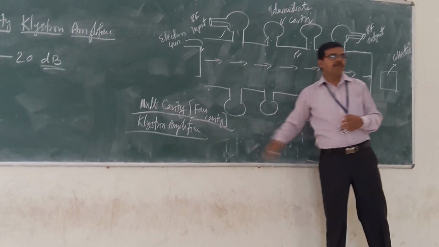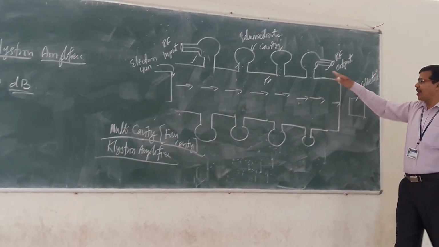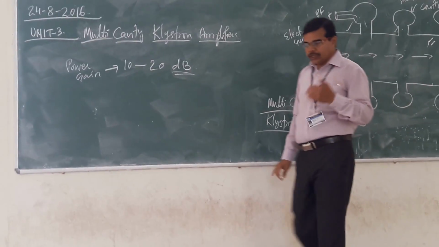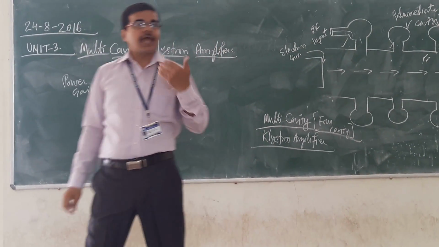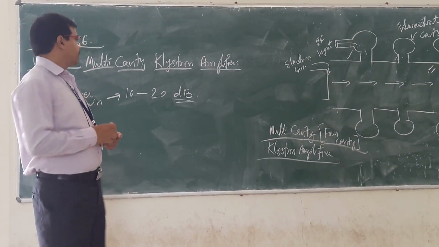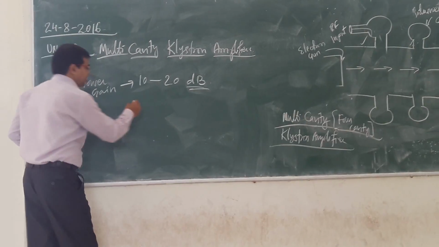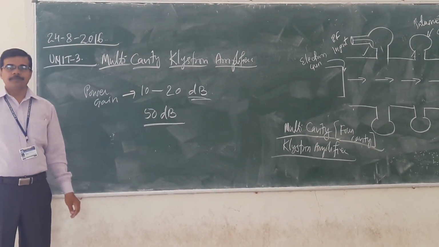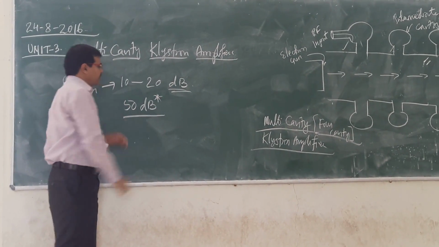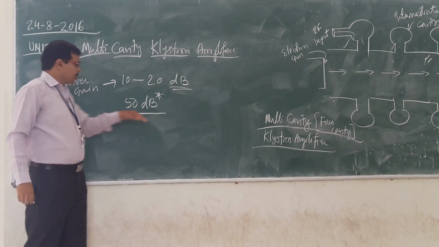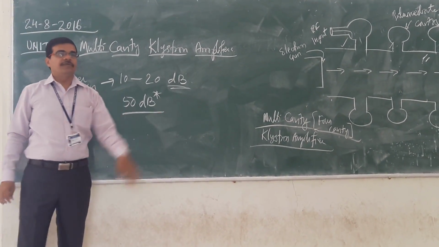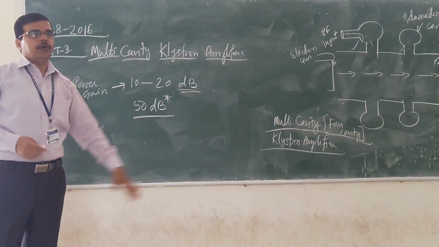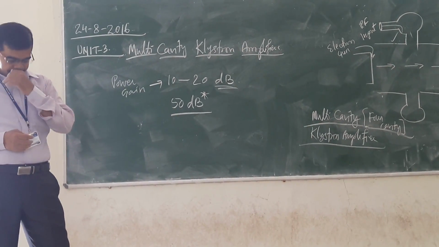So this is one example of your multi-cavity Klystron amplifier. Here we are using four cavities. So 1, 2, 3, 4, four cavities you are having. If we are going for four cavity Klystron amplifier, then we can easily achieve a gain of 50 dB. Earlier, we were having the gain of 10 to 20 dB. Here, you are having a gain of 50 dB. 50 dB gain we can achieve if we are going for a four cavity Klystron amplifier.